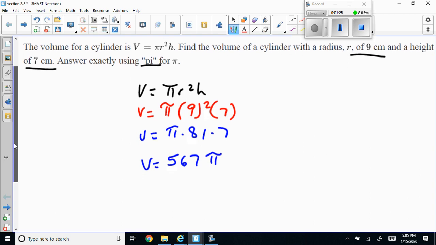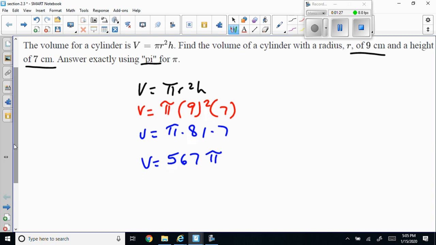Any questions on that? Pretty straightforward, just a chug and plug. The biggest thing you've got to make sure you understand is when you type your answer in, you go 567 pi. And that pi will put up a pi symbol, right? So that's what it's referring to. Any questions on that? Good? Make sure you put your pi in. Sometimes format does become an issue.